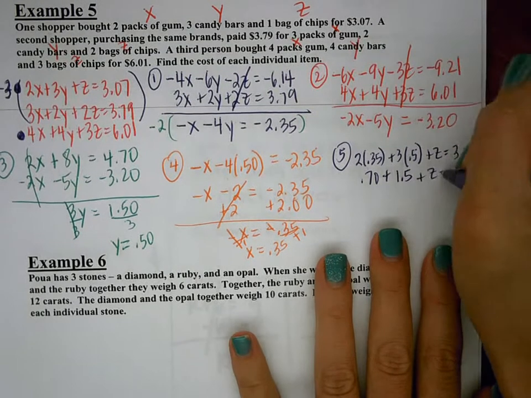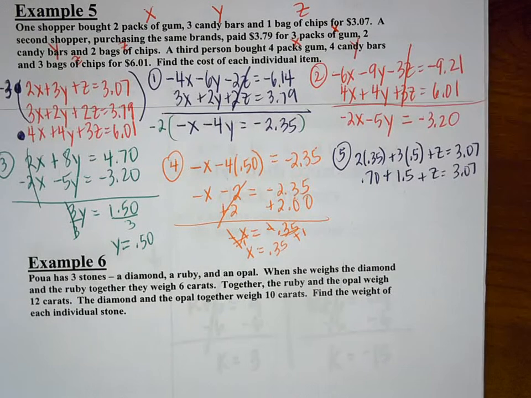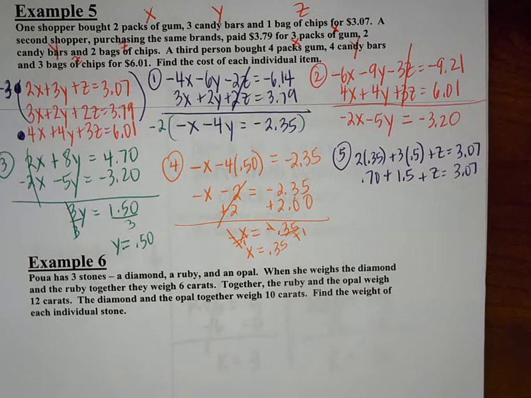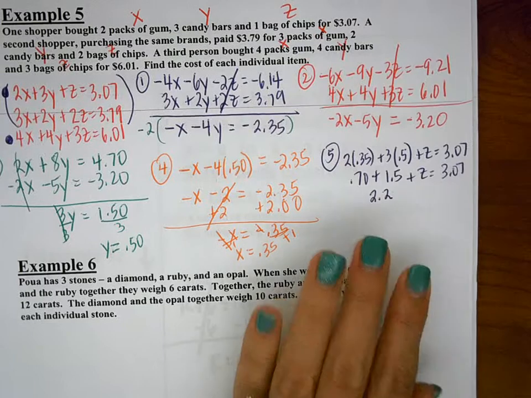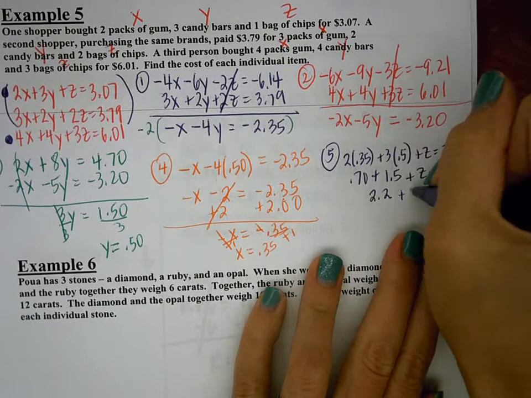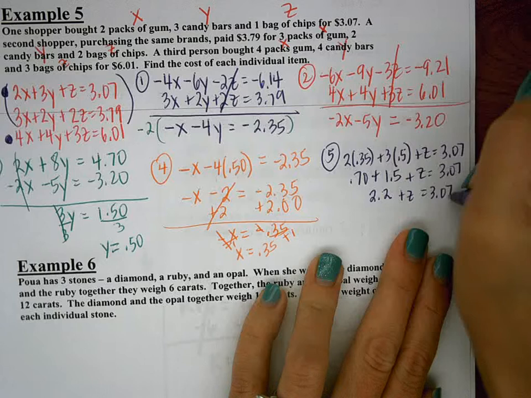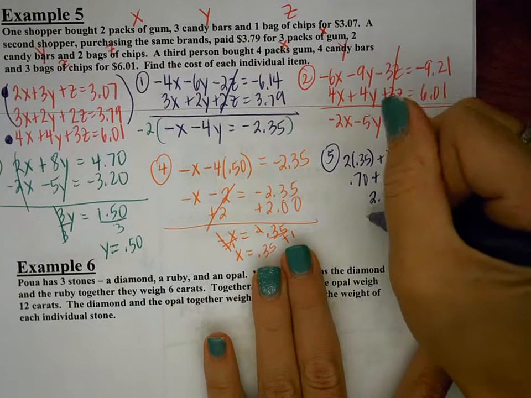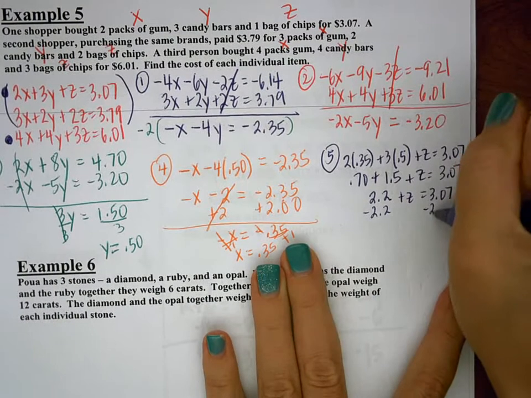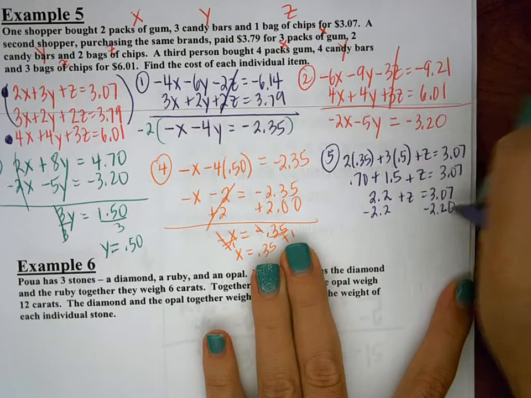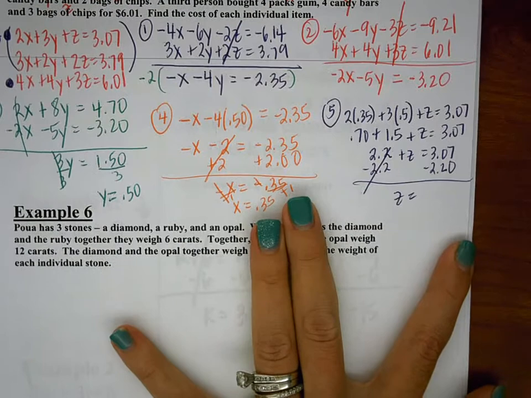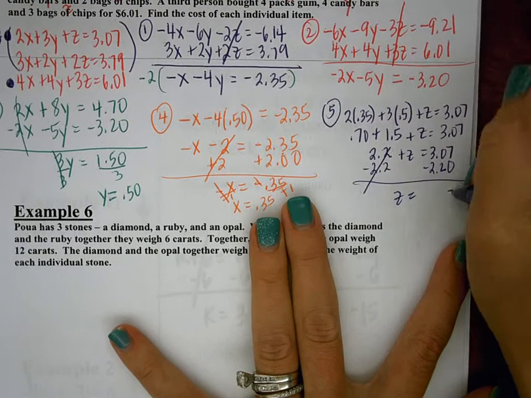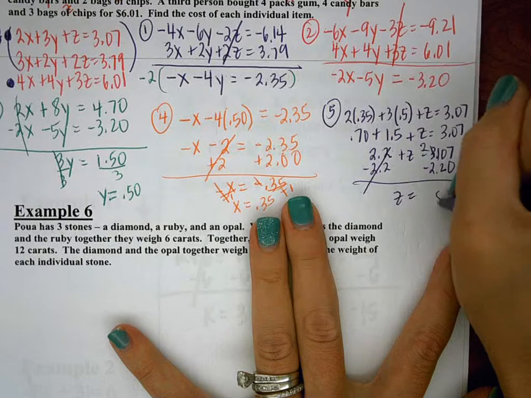equals 3.07. Next step would be to add those two together, and 0.70 and $1.50 add together and make 2.2 plus Z equals 3.07. What do I do now? Good. Subtract 2.2 to both sides. And I'm going to write that as 2.20. And we find that Z equals, good, we have to borrow, and 0.87 is correct.